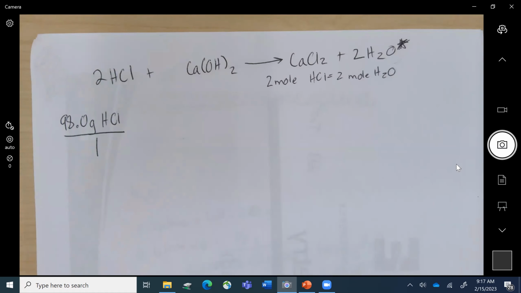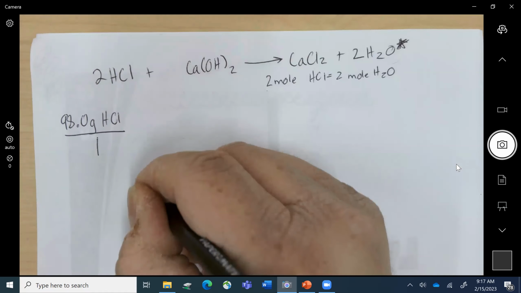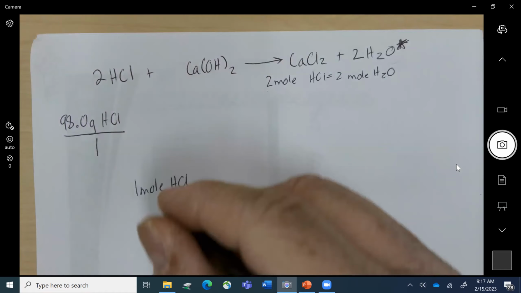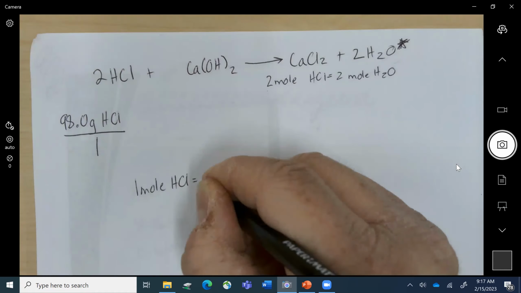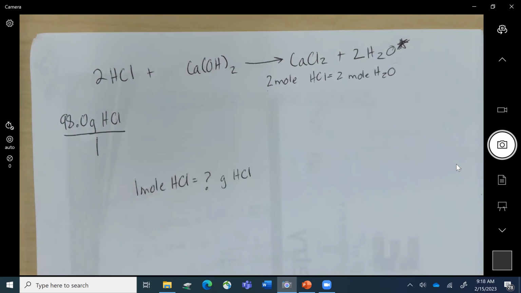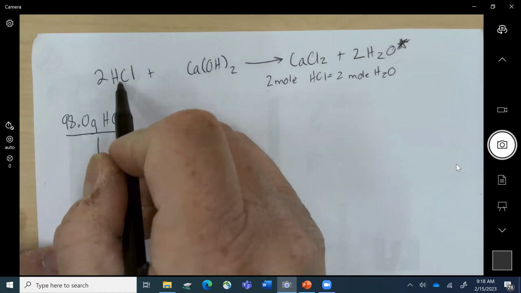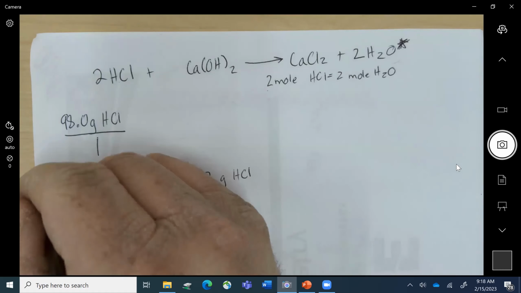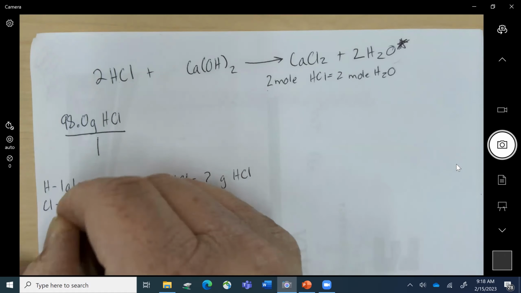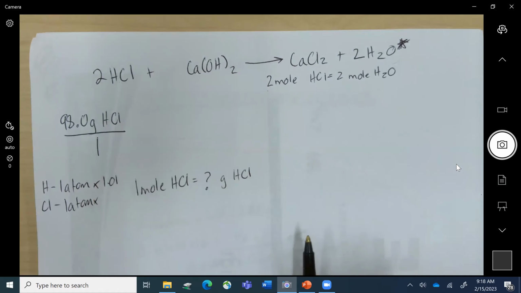In order to get to moles, 1 mole of HCl, we need to know grams of HCl. So you have to do the molar mass of that. If you remember how to do the molar mass, you look at the chemical formula. So H, 1 atom, Cl, 1 atom. H is 1.01. I don't know what that chlorine is.